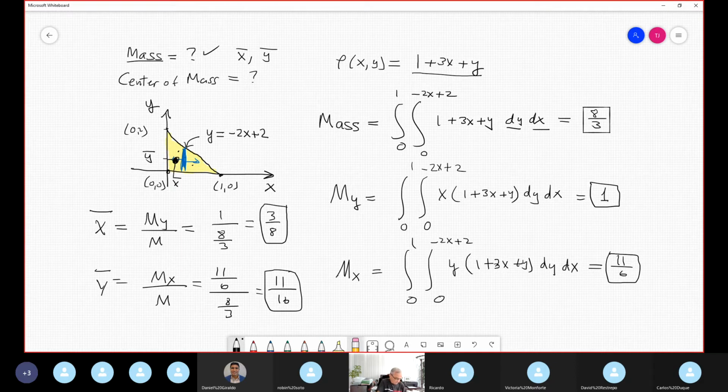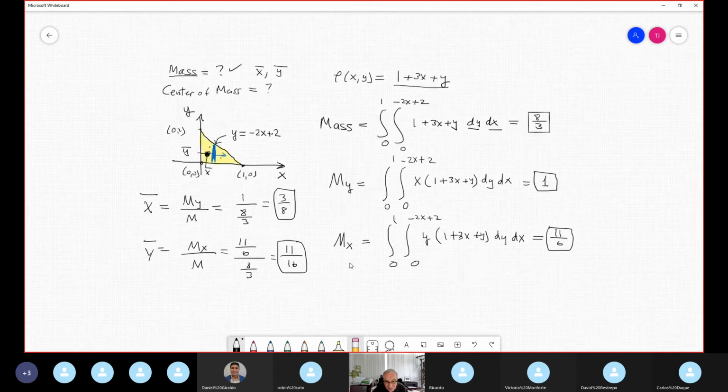To finish the class, I want to do one more example. Here's the center of mass, but in 3D, not in 2D. The problem that we are doing now is in 2D. We are doing it in 3D. Okay, any question about center of mass? It's easy, eh? Okay, it's no big deal.